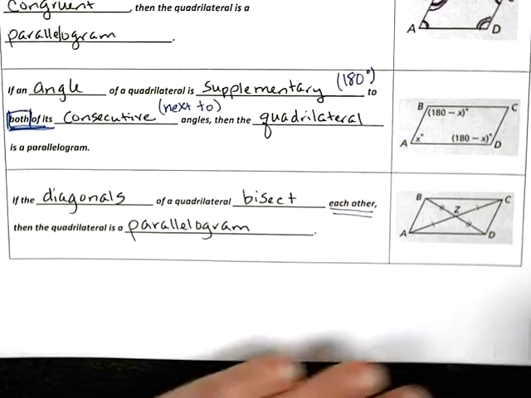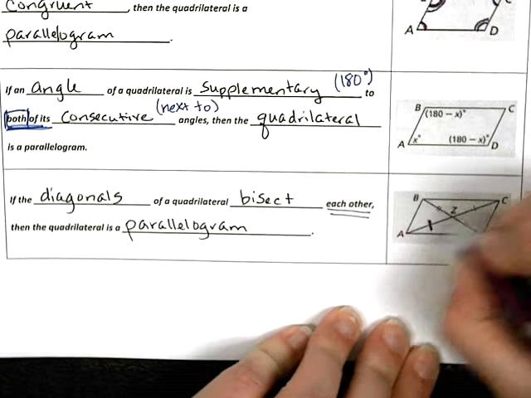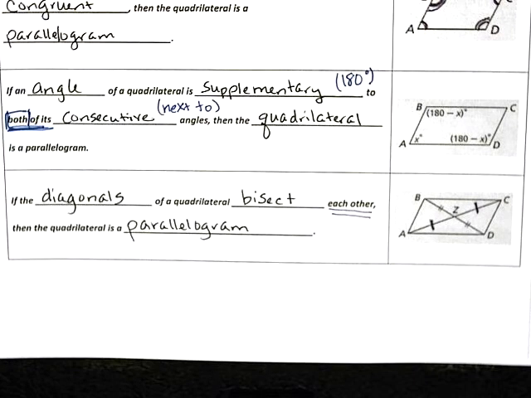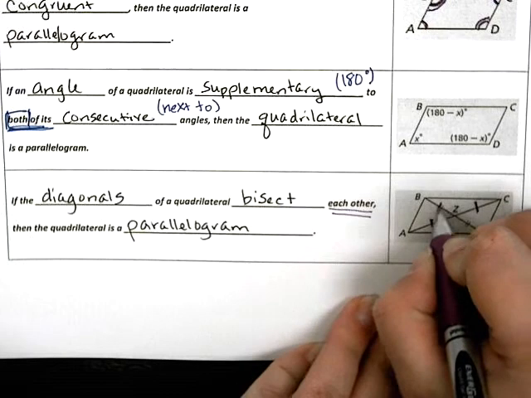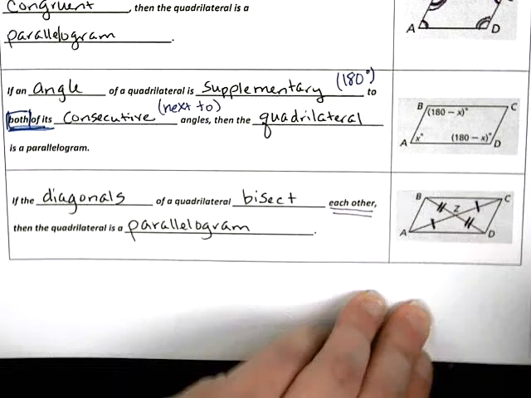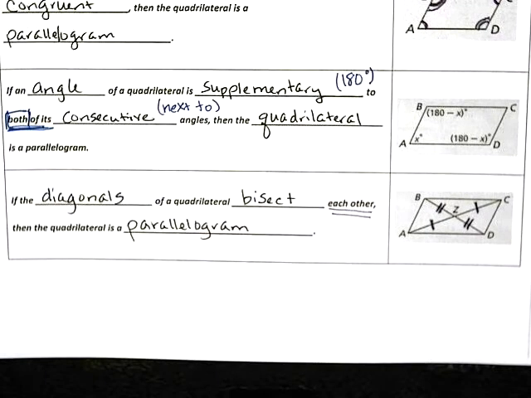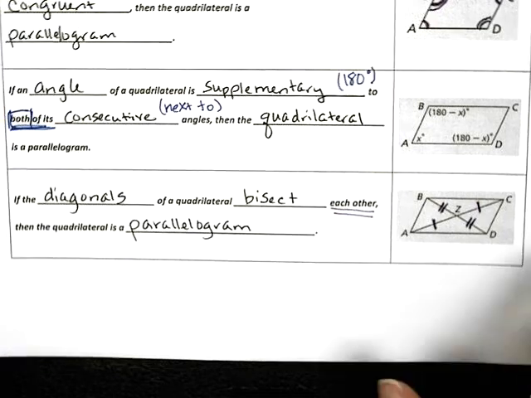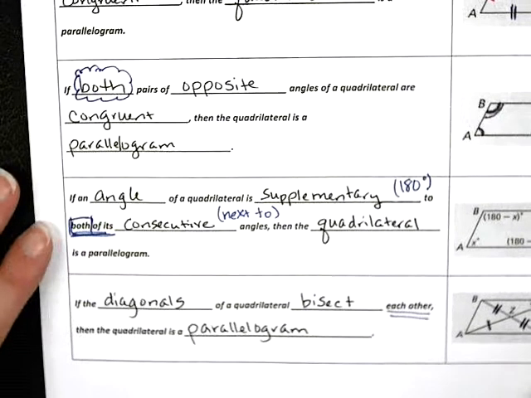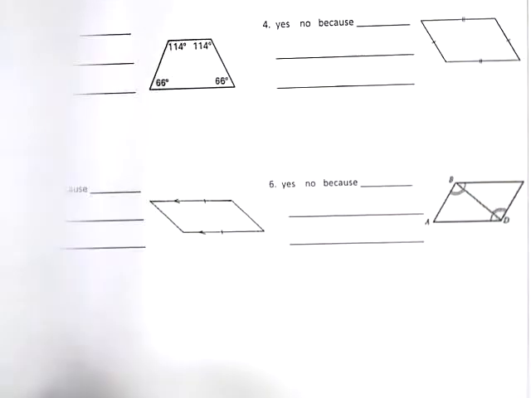So taking a look at our picture here, we've got AZ is congruent to ZC. If those were the only ones that were marked, if we didn't know anything else, we would not be able to say that it's a parallelogram. We would have to have BZ congruent to ZD as well, which in this picture we do. So because the diagonals are bisecting each other, it is a parallelogram. If one of them only bisects the other, then that's not a parallelogram. Okay? That's it. We are going to use all these properties to look at figures and decide if they're parallelograms or not.